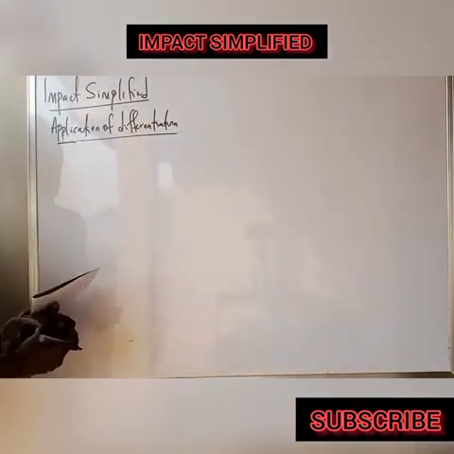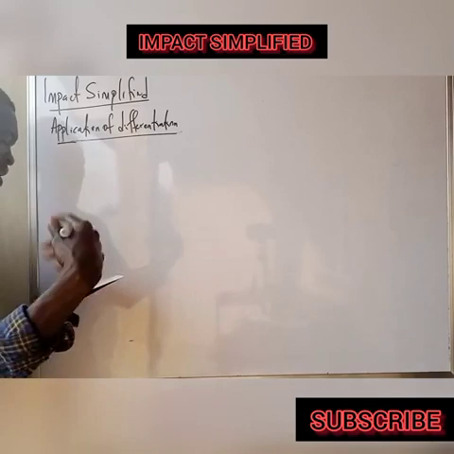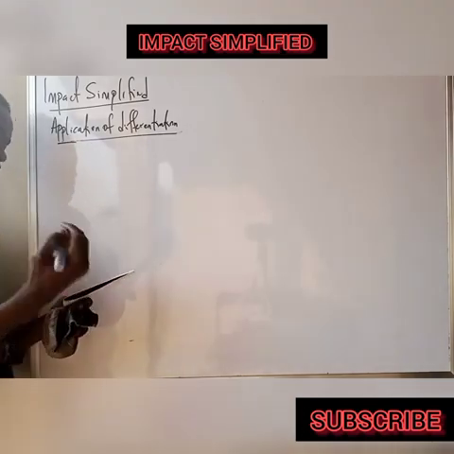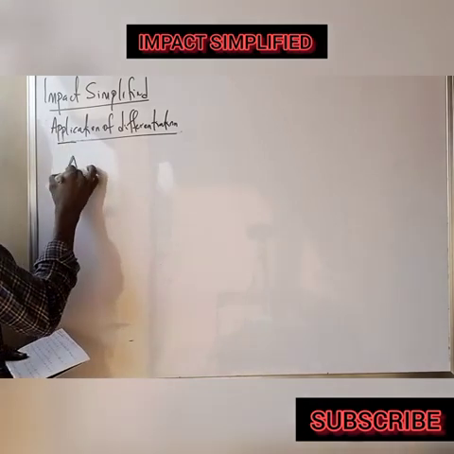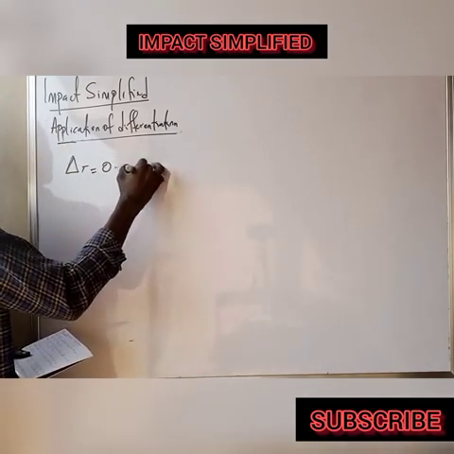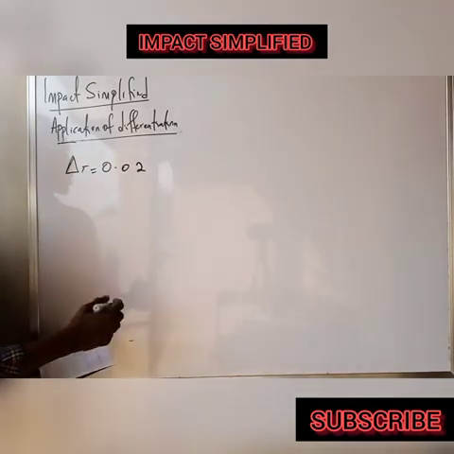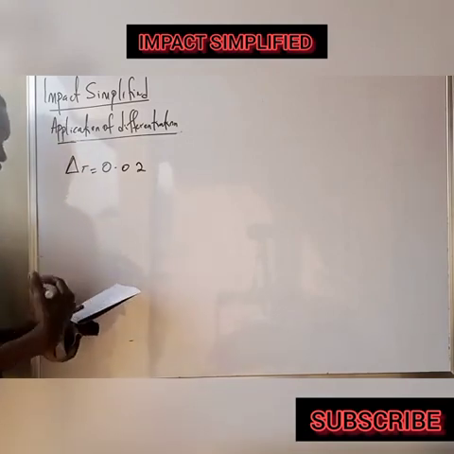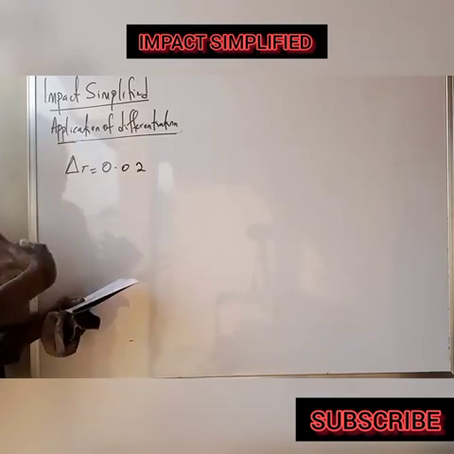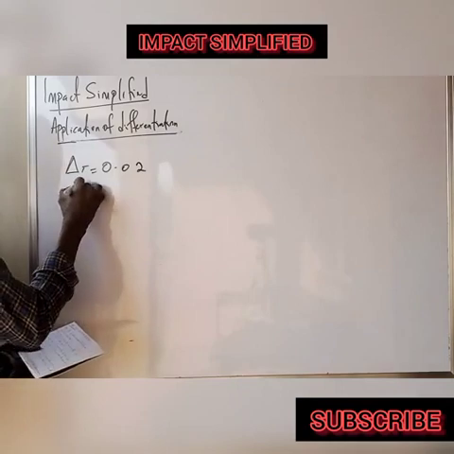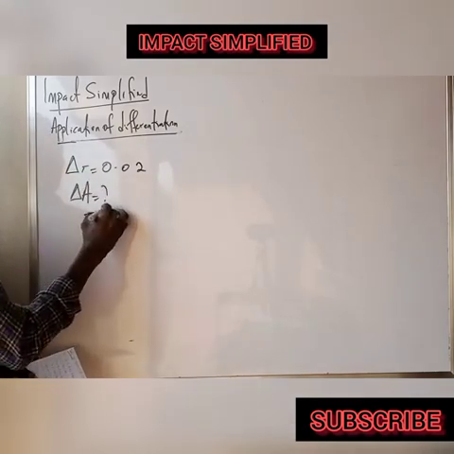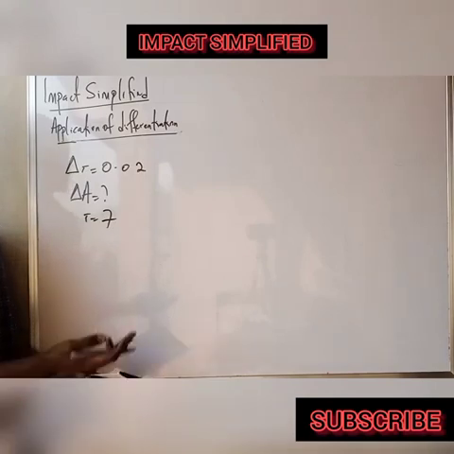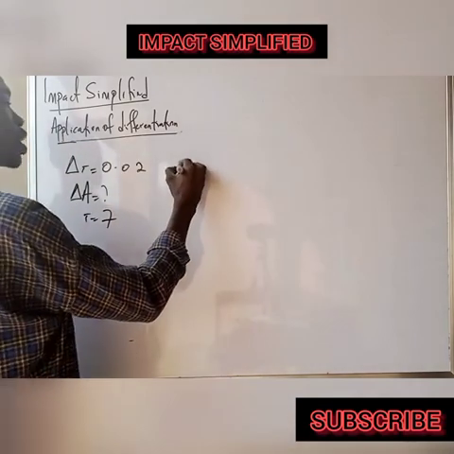Now let's look at the question here. They said the radius of a circle is increasing at the rate of 0.02. So that means the radius of a circle is increasing at the rate of what? 0.02. They said find the rate at which the area is increasing. We are looking for change in area when the radius is 7. Do we get that?